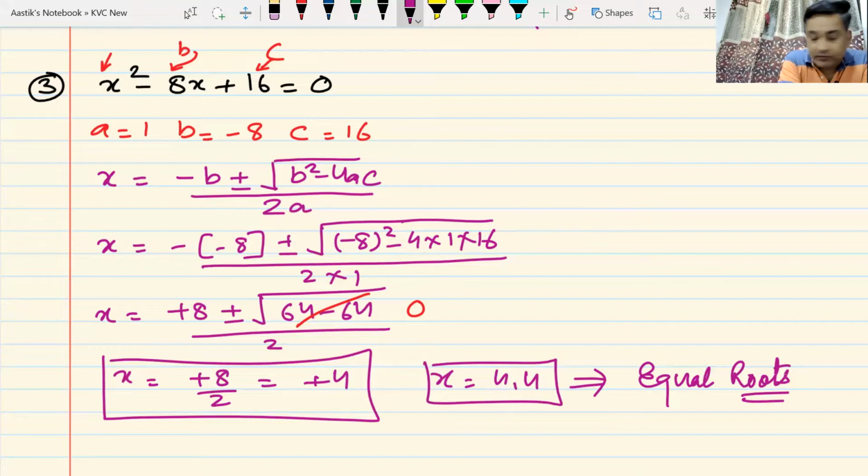Please raise your hand if you have any doubt. Yes, beta. Who has a doubt? Vivek, tell me.